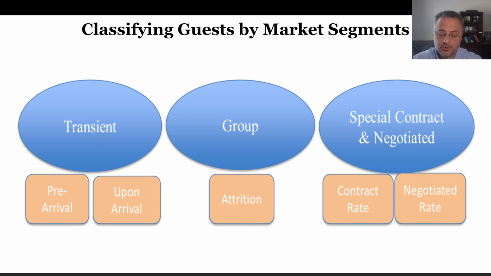When they fly to certain cities, that flight crew needs to stay somewhere, and they usually make a contract with the hotels, and they go and stay there.